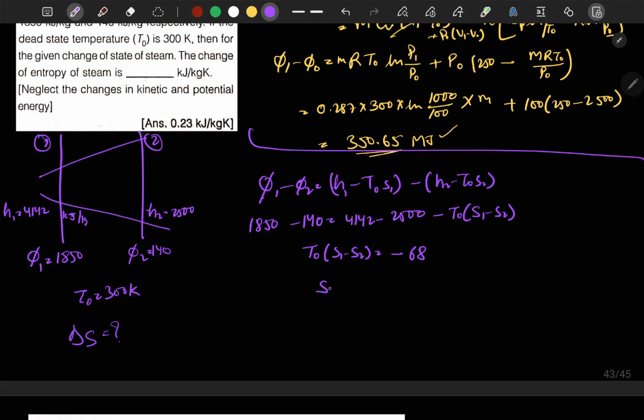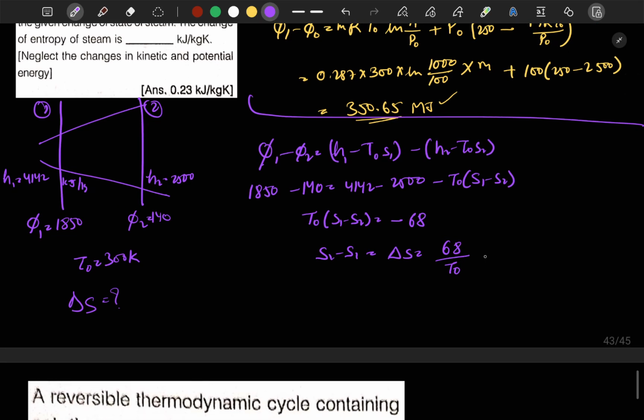So if we want to calculate S2 minus S1, that is delta S, we can write it as 68 upon T node, and T node value is 300, so 68 divided by 300. So we get this value equal to 0.2267 kilojoule per kg Kelvin.